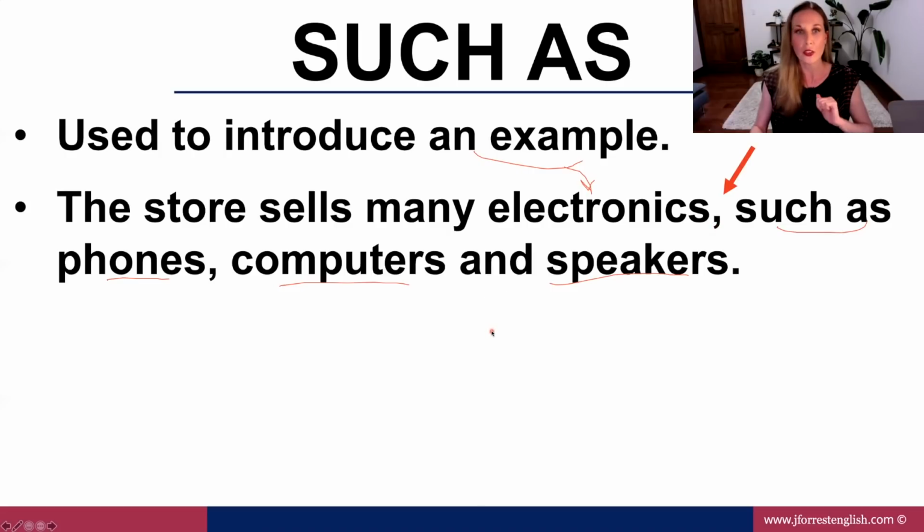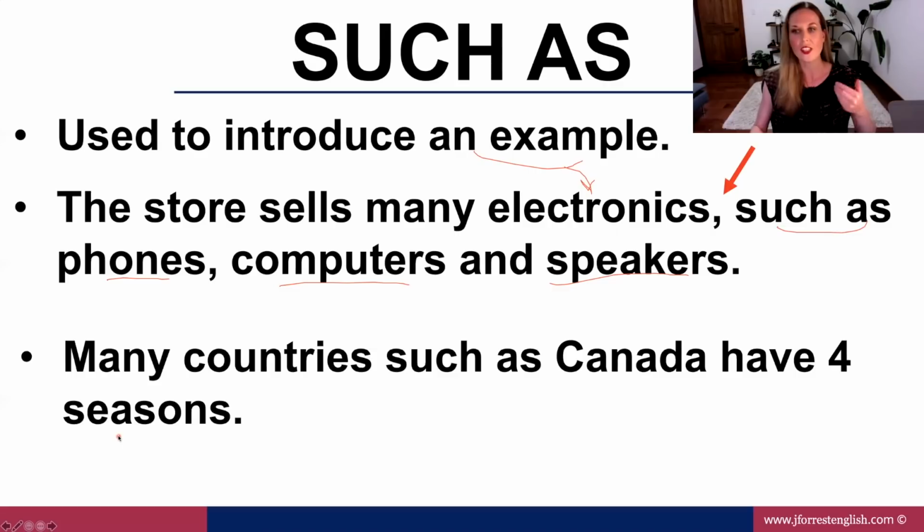Now let's look at another example. Many countries, such as Canada, have 4 seasons. Here, don't get confused, because what do you notice? We have the verb have, right? Now you might be thinking, but Jennifer, Canada is singular. It would be conjugated as it. It have. That's not right. You can't say that, right? That would be grammatically incorrect. It have 4 seasons. No, you can't say that at all. What do you have to say? It has 4 seasons, right?